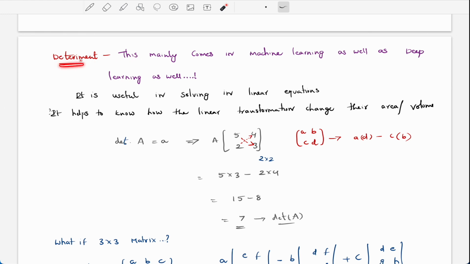So what do we mean by determinant, how is it useful in machine learning, and why do we have to learn it? It comes up in machine learning as well as deep learning. It is used in solving linear equations. As I said in a previous lecture, just review what linear equations are, and you will get a good idea. Or just ask Google, and you will get tons of examples. So it is useful in solving linear equations.